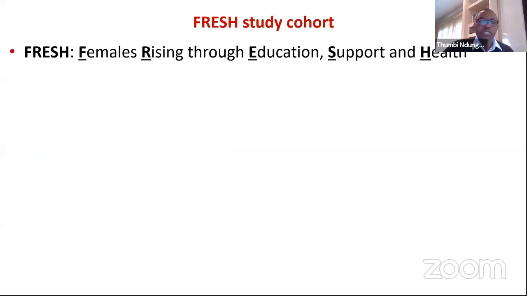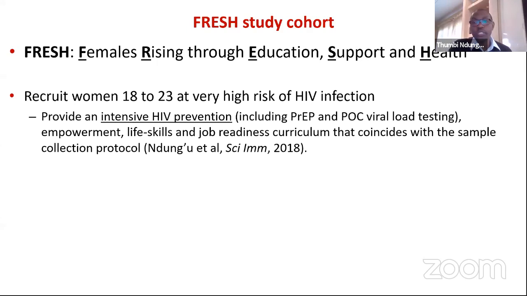So this study, we call it the FRESH study. FRESH stands for Females Rising Through Education, Support, and Health. In this study we recruit young women between the ages of 18 to 23 who are at high risk of HIV infection. Like I said, this is a region where HIV infection rates are very high, and these are sexually active women that we recruit into this cohort.